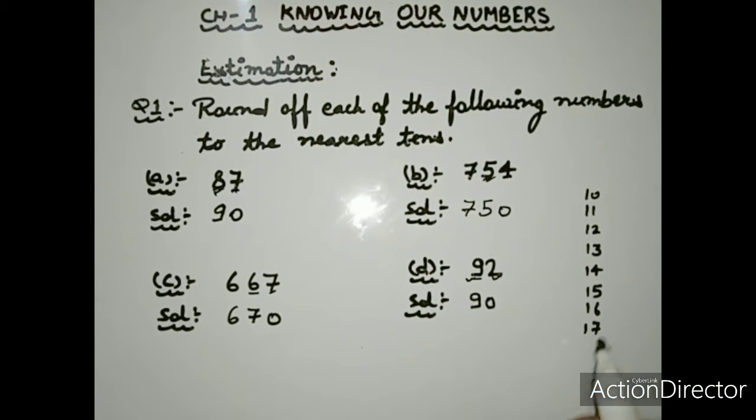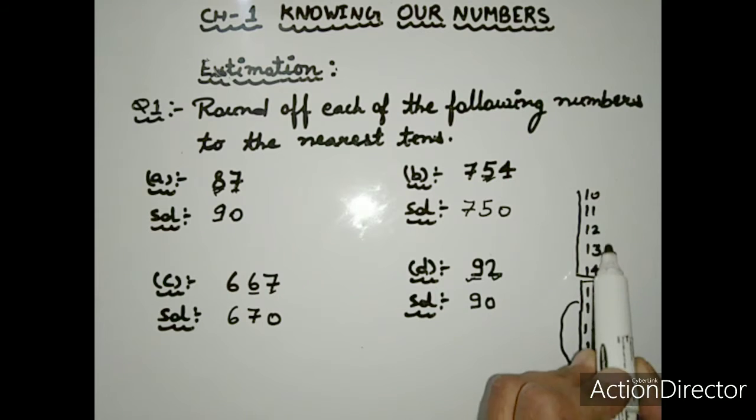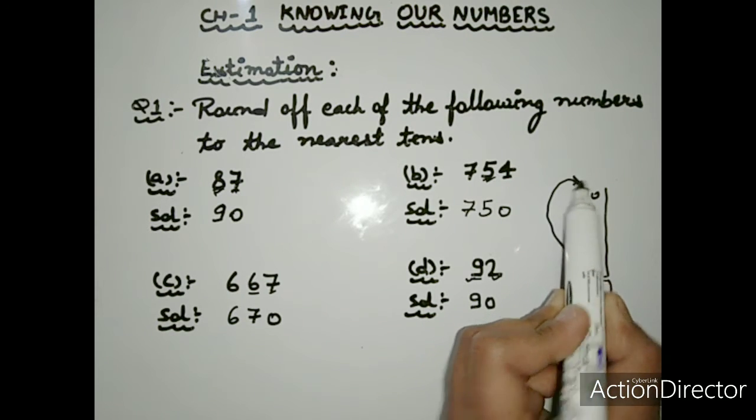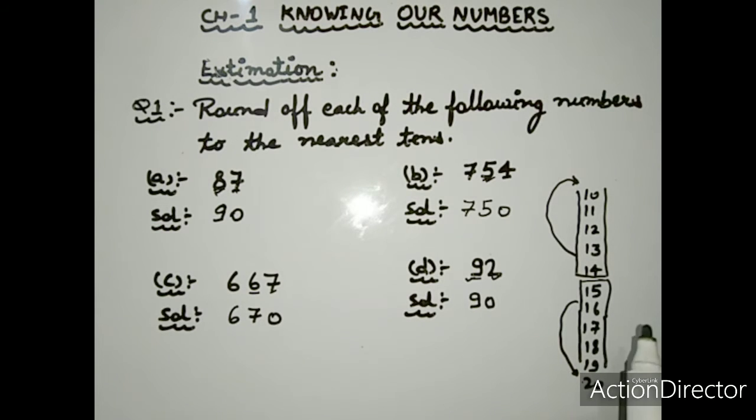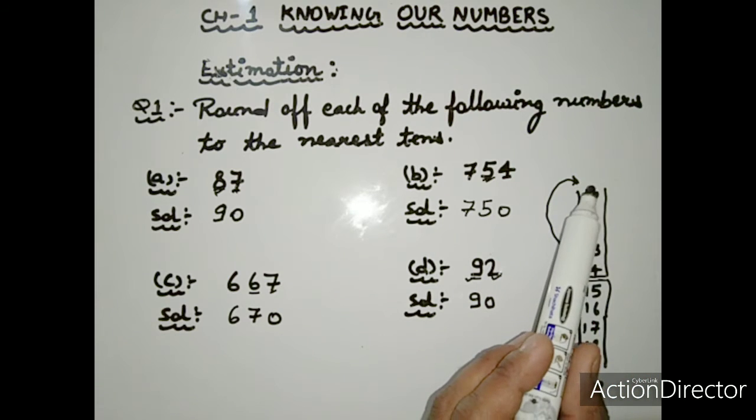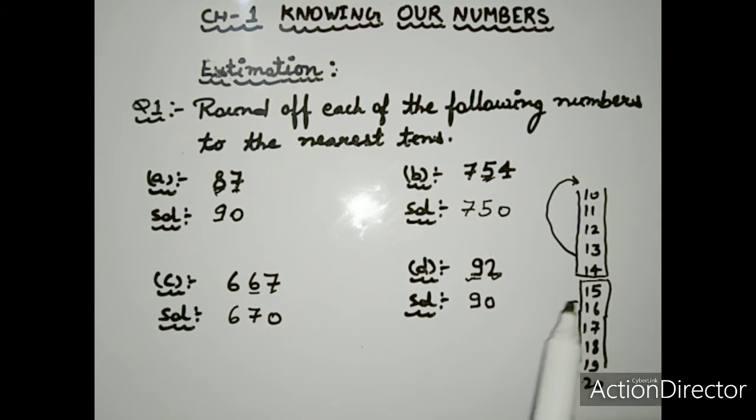15, 16, 17, 18, 19, 20. If the digit is equal to 5 or greater than 5, then these numbers go to the next number, nearest to 20, and if the digit is 4 or smaller than 5, then these numbers go to the nearest 10. So dear students, when we round off any number, we check the digit on the right-hand side of the required place. If the digit is 4 or smaller, the number goes to the previous nearest ten, and if the digit is equal to or greater than 5, the number goes to the next nearest ten.